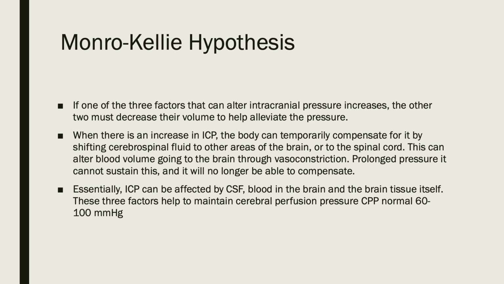Essentially, ICP can be affected by cerebrospinal fluid, blood in the brain, and the brain tissue itself. And these 3 factors help to maintain cerebral perfusion pressure. And that normal is 60 to 100 millimeters of mercury. Okay, so just keep in mind, to sum this all up, if one of these factors, the blood, if there's too much blood in the brain, the other 2 have to decrease or do something to alleviate. The worst thing the brain can do is herniate out of there, but it's trying to alleviate that pressure, okay?